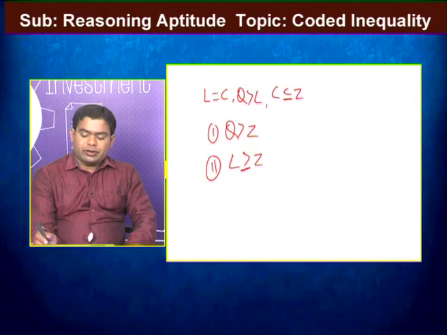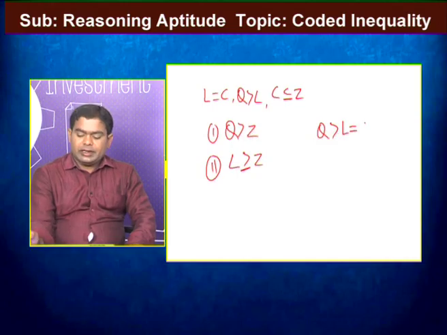So we verify the conclusions in the combined statement. That means we combine the given statement. That one is Q is related with L, so Q greater than L. Again L is related with C, so L equal to C. Again C is related with Z, C less than or equal to Z.